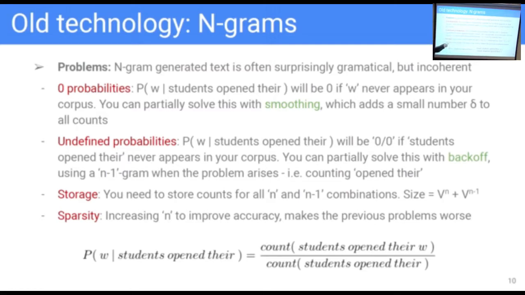And then sparsity. Sparsity is a combination of these two previous problems. If you have that very, very large matrix of the probability of words given windows of words, then it is going to be full of zeros and undefined entries, which don't mean that actually the probability of that combination is 0.